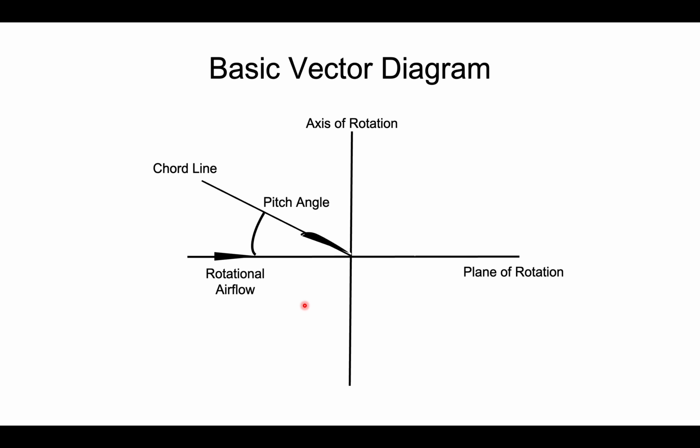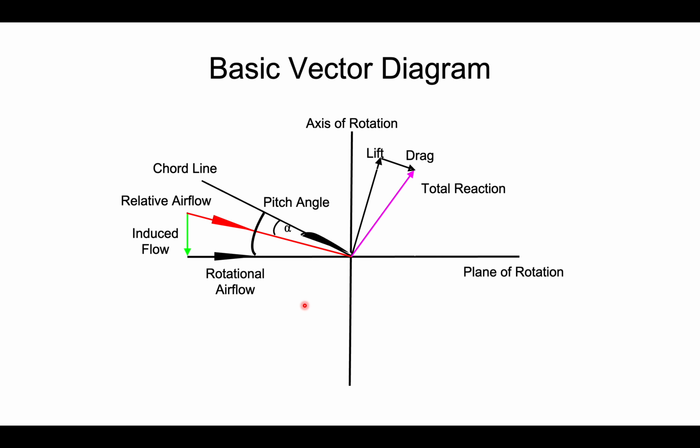But we mentioned earlier we've got that induced flow as our aerofoils are moving through that air, and that's now going to give us what's known as a relative airflow. From there we've now got an angle of attack. And what's acting 90 degrees to angle of attack is our lift, and 90 degrees to that is our drag. And the resultant vector of our lift and drag gives us a total reaction.